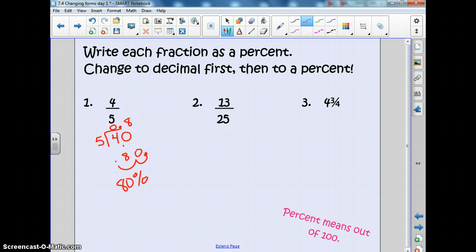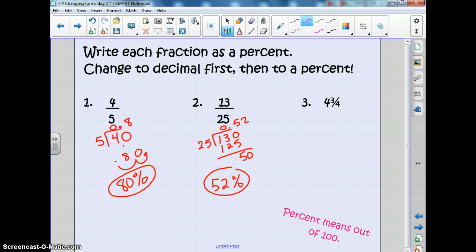Okay, this next one. 13 over 25. I want to change it to a decimal, so I take 13 divided by 25. How many times does 25 go into 13? 0. 25 goes into 130 5 times. How many times does 25 go into 50? 2. So it's 0.52 as a decimal. What would that be as a percent? 52%. Let's move that decimal 2 places to the right. Very easy. And number 3, 4 and 3/4.